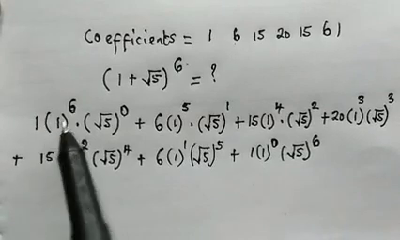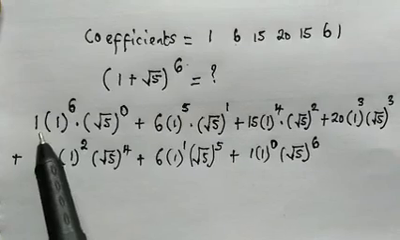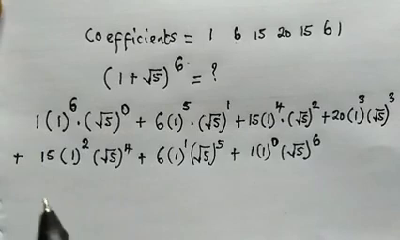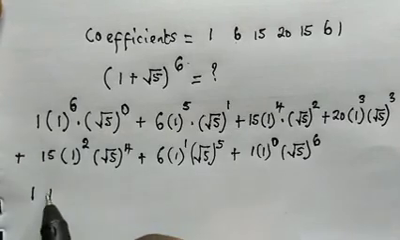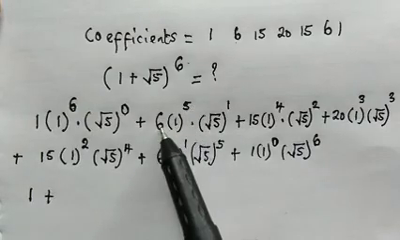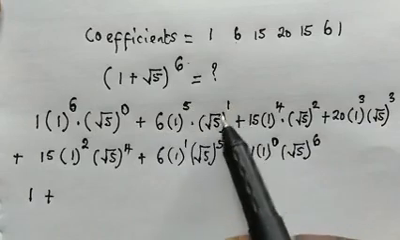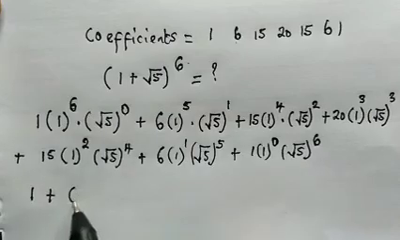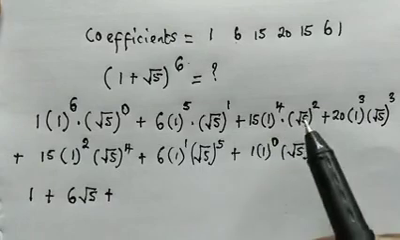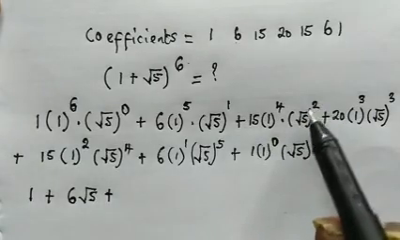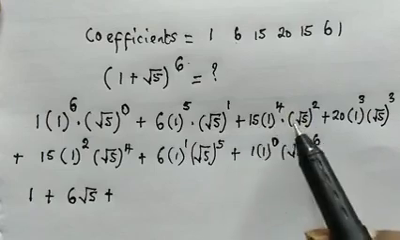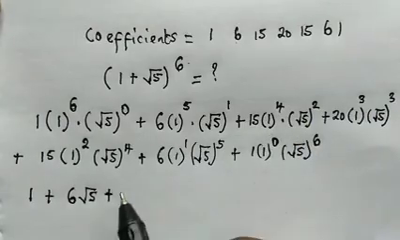So here we have 1 to the power of 6 is 1. 1 times 1 is 1. Root 5 to the power of 0 is 1. 1 times 1 times 1 is 1. Then plus here, 1 to the power of 5 is 1. 1 times 6 is 6. Root 5 to the power of 1 is root 5. Root 5 times 6 is 6 root 5. We have plus here. Root 5 squared, the square will cancel the square root, we are left with 5. 1 to the power of 4 is 1. We have 15 times 5, which is 75.